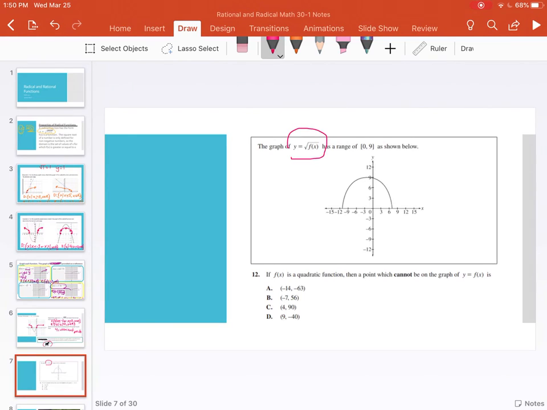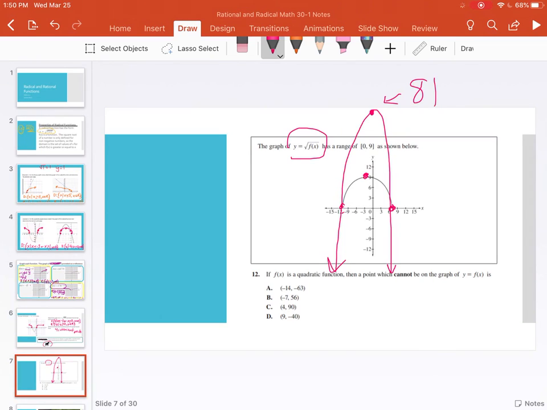So let's pay attention to the information we have. We know the range is from 0 to 9 of this radical graph. So that means if this has a maximum point at 9, the original graph would have to have a maximum point at 81. So it would look something like this, right? You would see those invariant points at 0 and 1, and the highest this graph would go to would be 81. And it would extend downwards towards negative infinity on both the left and the right tail of the graph.